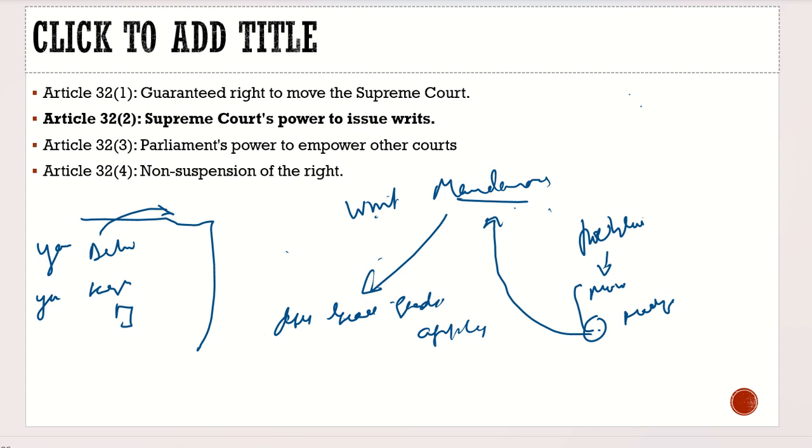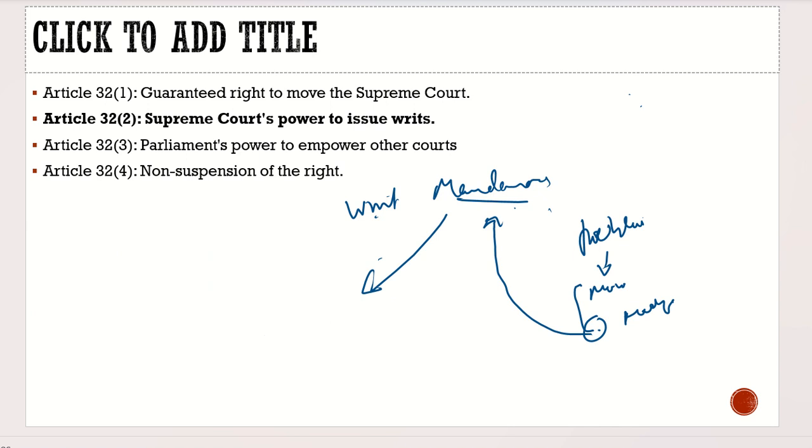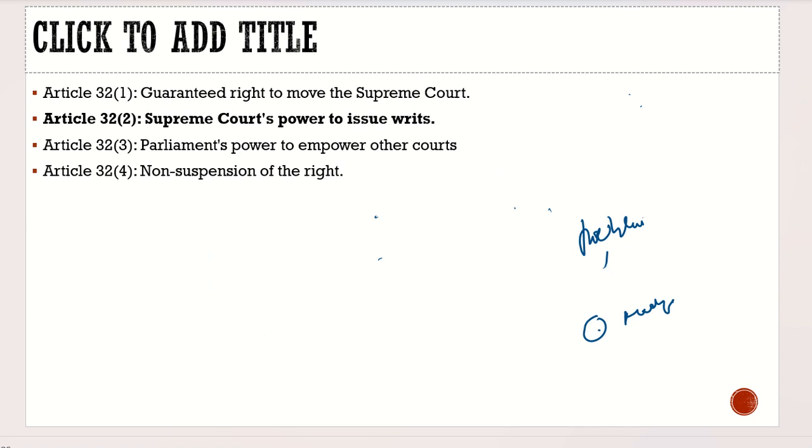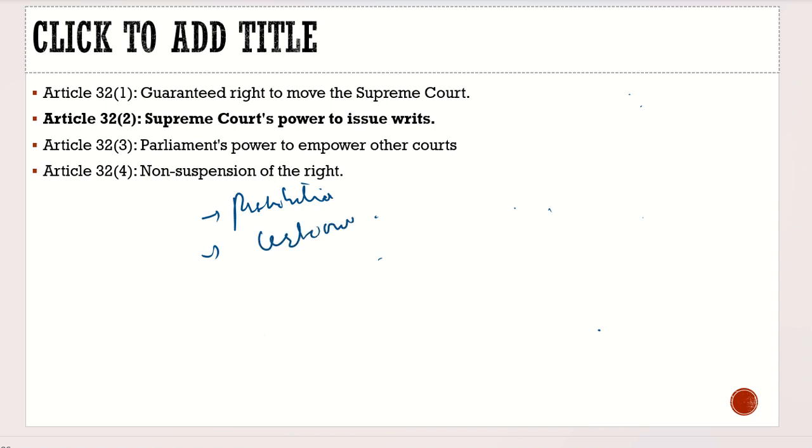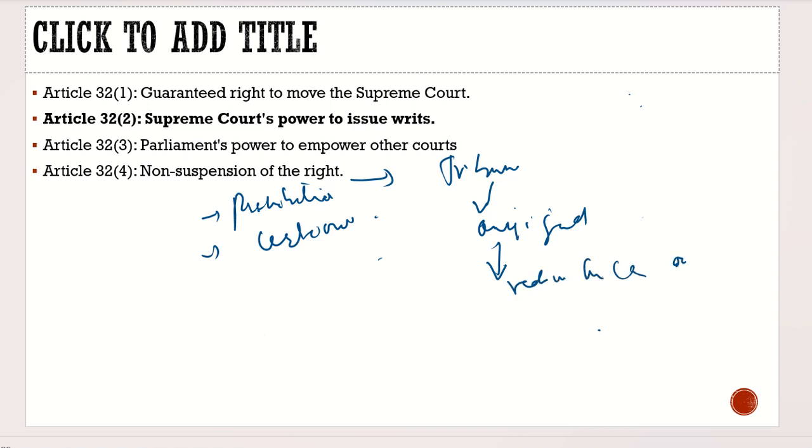Now the third writ. The third writs: one is prohibition and another is certiorari. Prohibition and certiorari. What is this prohibition? For example, there is a tribunal, which is a quasi-judicial body whose major focus was to reduce the case burden on ordinary courts. So they are hearing your case.